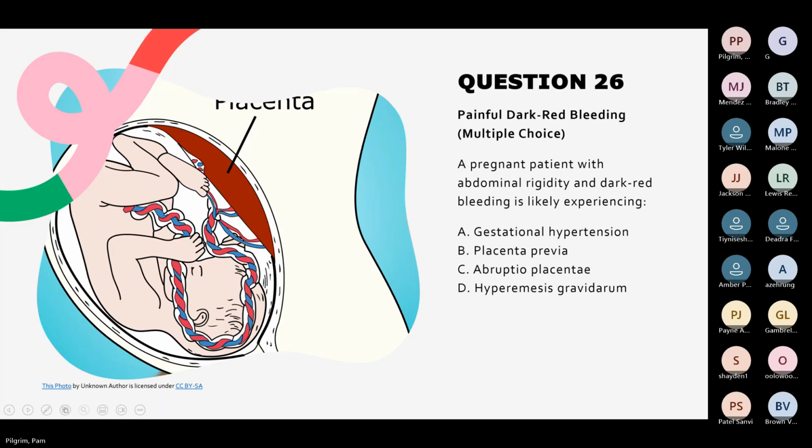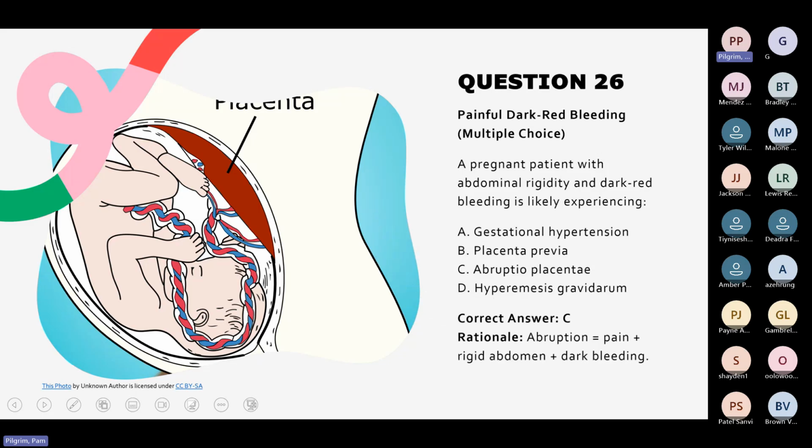Painful, dark red bleeding. So a pregnant patient with abdominal rigidity and dark red bleeding is most likely experiencing what? And I did just talk about that in the slide previous, but the answer is abruption. So placental abruption is a darker red bleeding with pain.